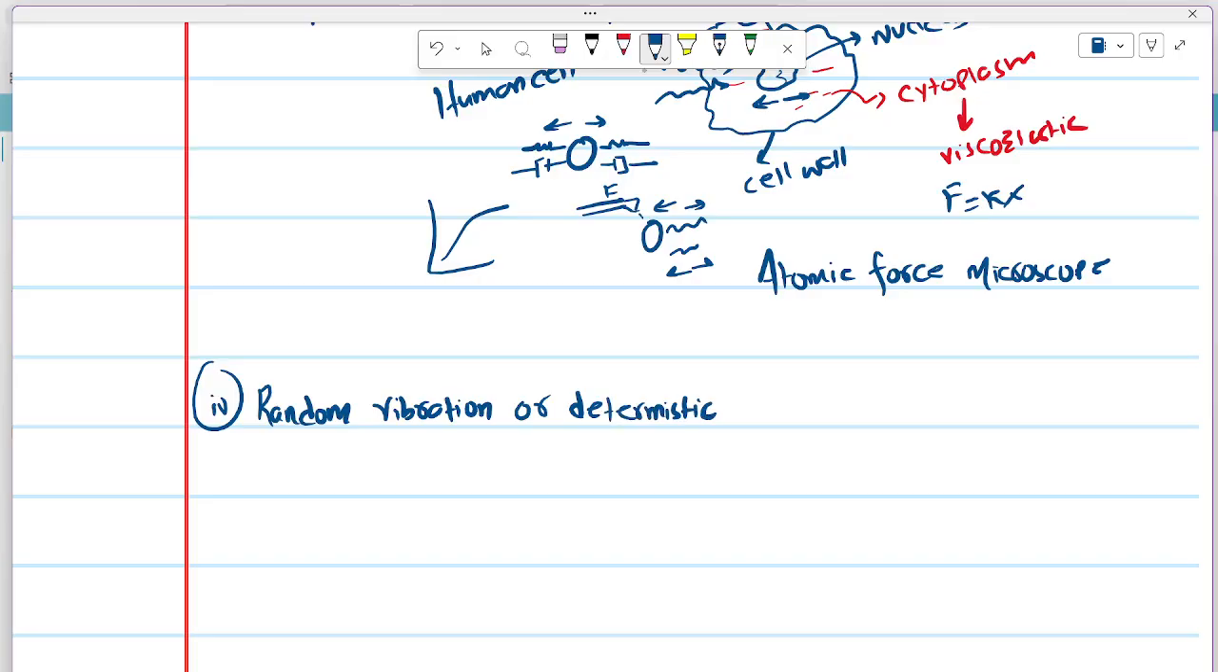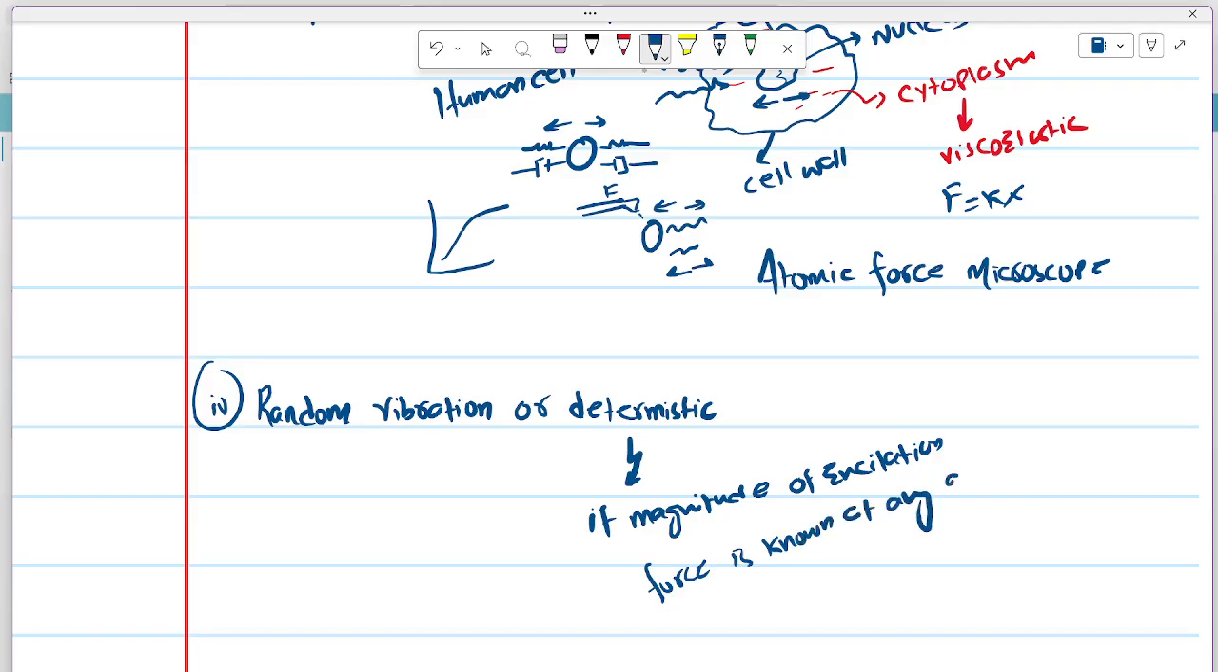Deterministic. If the magnitude of the excitation force acting on the system is known at any given point, that's called a deterministic vibration. So you know what amount of force is being applied, is acting onto the system. That's called a deterministic system.